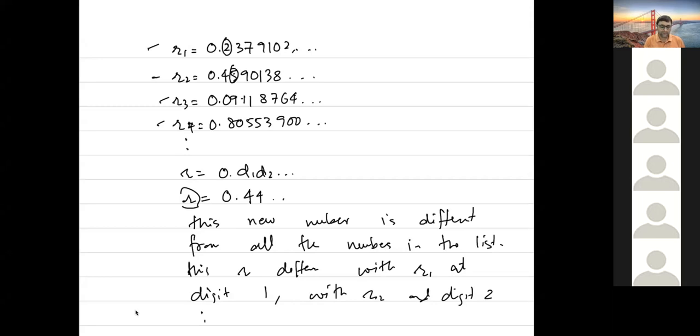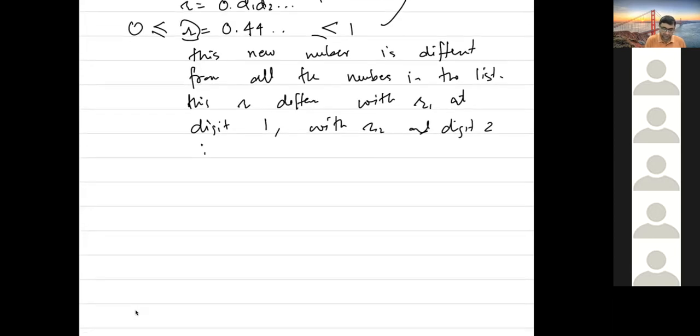So if my claim was that this list of R1s, R2s, R3s, and R4s was exhaustive, then this new number, which is between 0 and 1, must be in this list. But it is not, because it is different from all those. So this number is not included in this list, right? One may argue that, okay, let's include this number over here. If we include this number here, we can again create a new number which will differ from this number at one position, and that new number can be included. So this process will never stop. Whatever we do, we will never be able to construct an exhaustive list of all the numbers between 0 and 1.